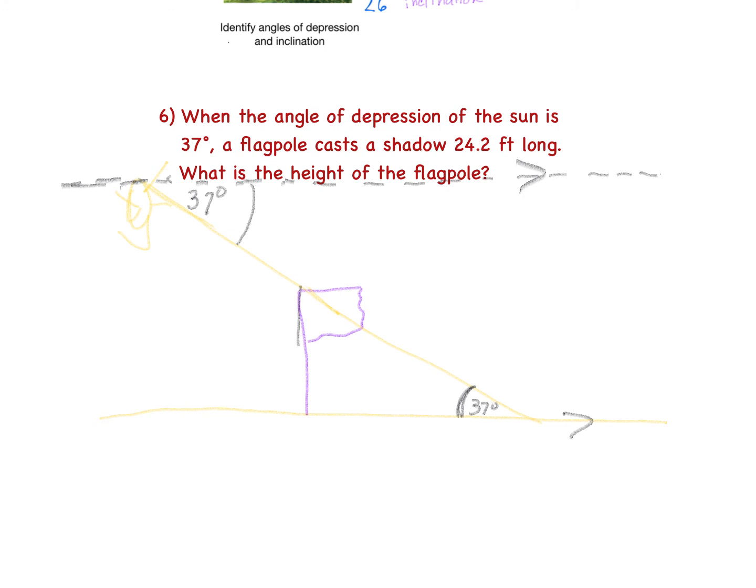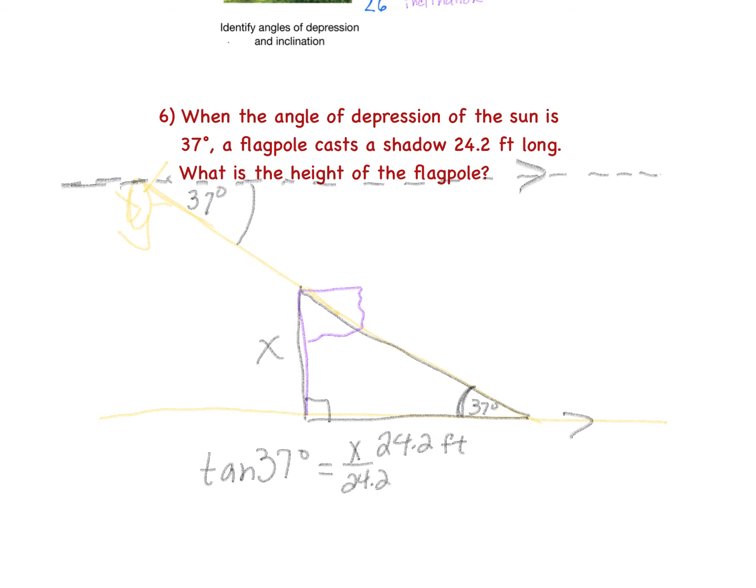So now look, I have this little triangle right here. And if I want to know how tall the flagpole is, I can solve for that. I know that the shadow is 24.2 feet. That's down here on the ground, the shadow that it casts. I'm going to set up using one of my trig functions. I have the opposite and the adjacent, so if you want to figure this out on your own, shut the video down. I'm going to use the tangent of 37 degrees equals x over 24.2.